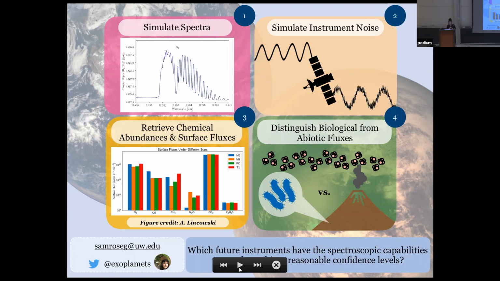So this is work in progress, and so far we've used a photochemical and a 1D climate model to generate simulated spectra. We'll use instrument simulators and try to retrieve chemical abundances from the noisy spectra, and then we'll try to back out surface flux from these chemical abundances, and then try to determine if these fluxes are in fact biological or abiotic in origin.